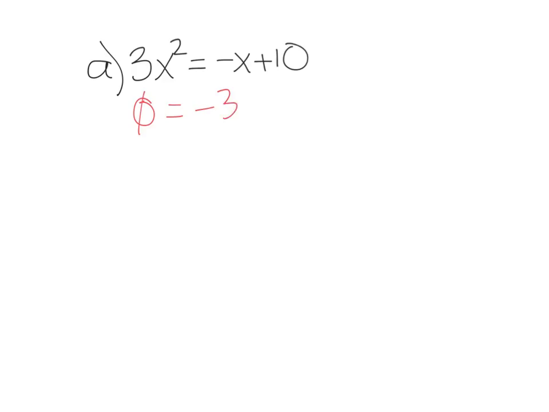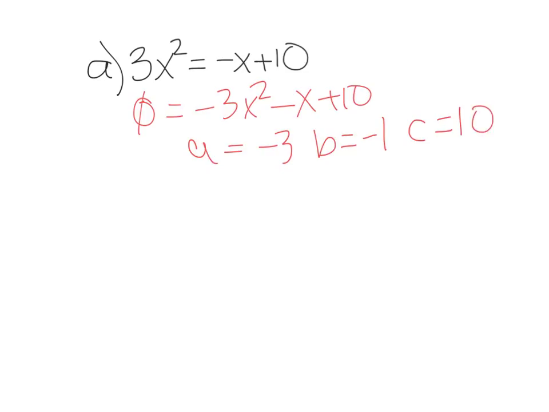So then I get negative 3x squared minus x plus 10. So that's going to give us an a value of negative 3, a b value of negative 1, and a c value of 10. Now, if you had done it the opposite way, obviously you would have had some different signs, but you'll end up with the same end result. So it'll be okay.